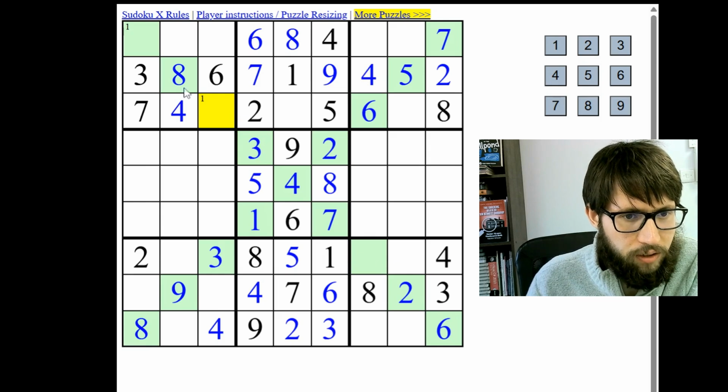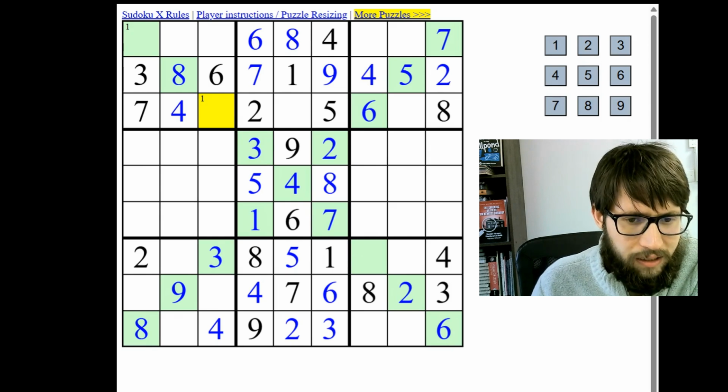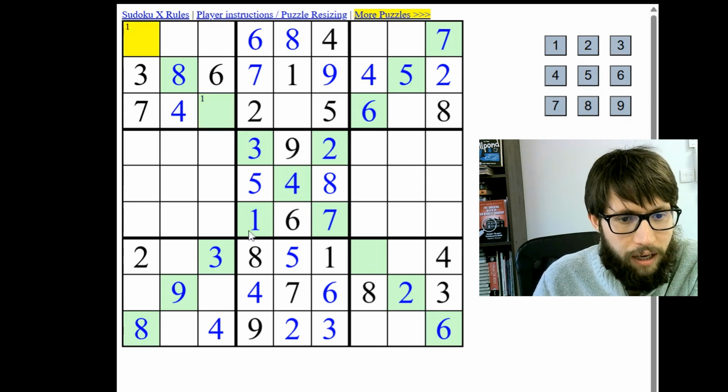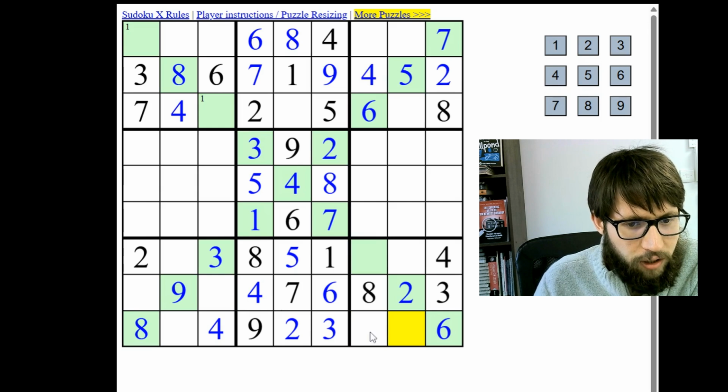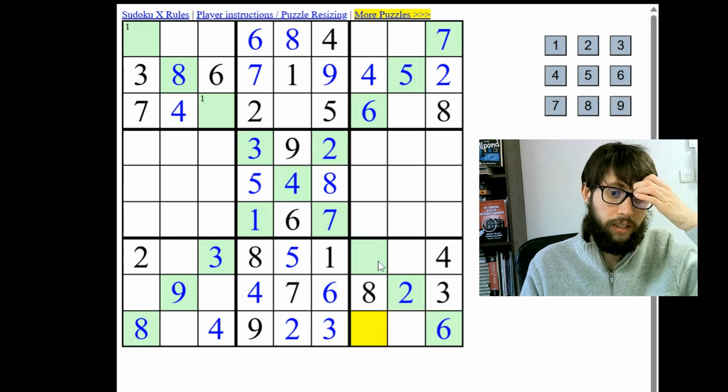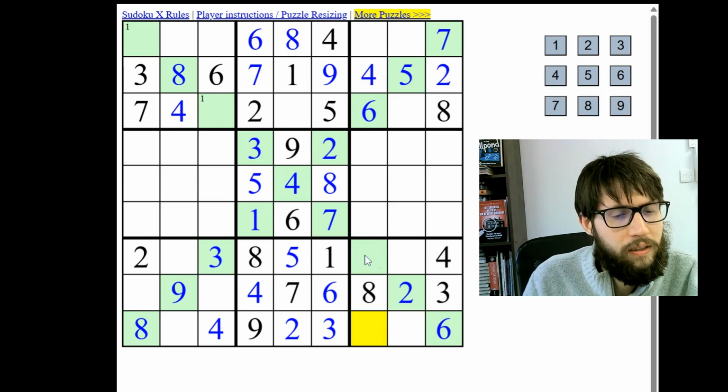But the 9, again, where could the 9 go? Could go in any, I think, unless I'm making some mistake. So the 9 could go in these as well, but the diagonal shows us that it's cut off here. Is it? Yes, so the 9 can't go in either of these 2. The 9 has to go in the diagonal.